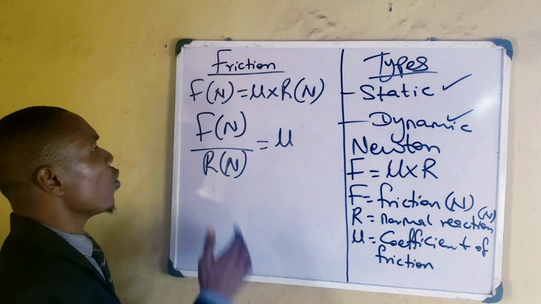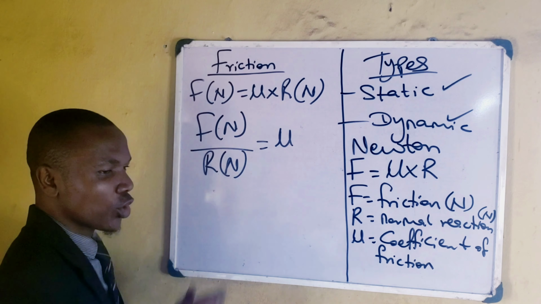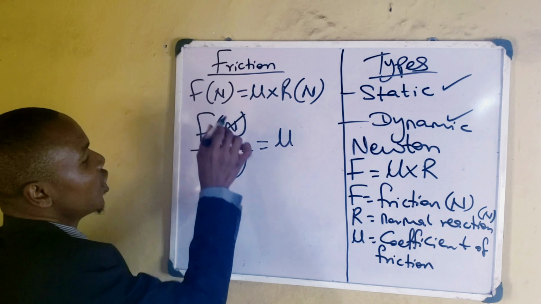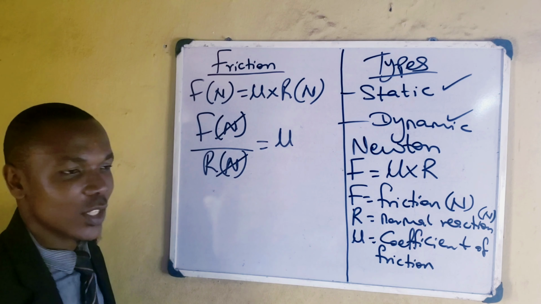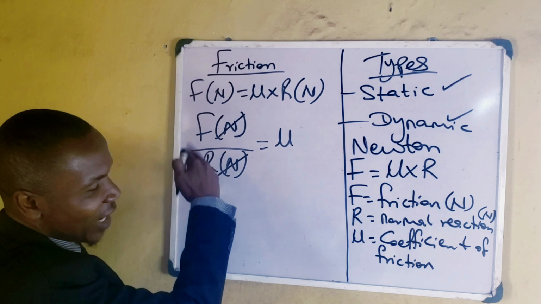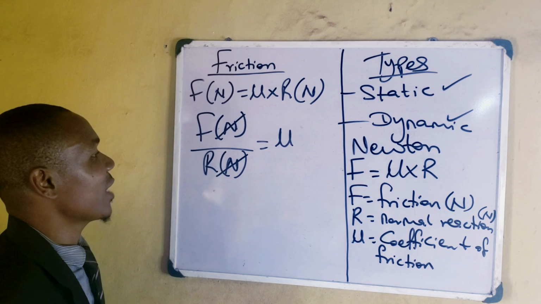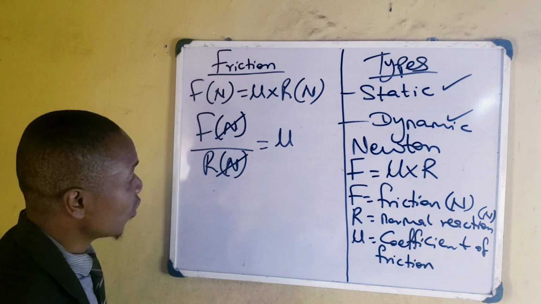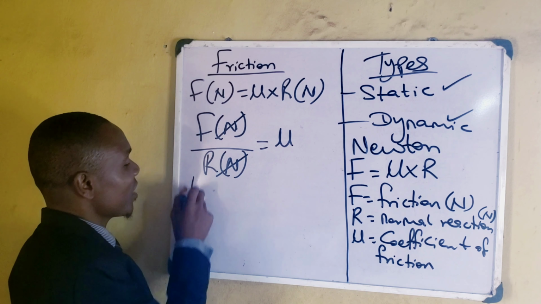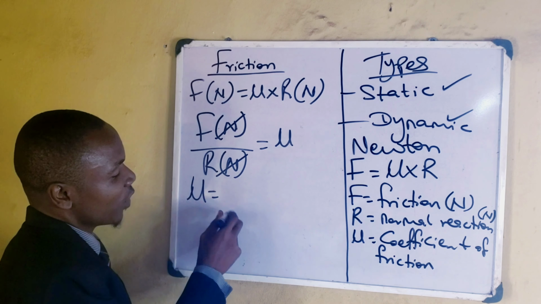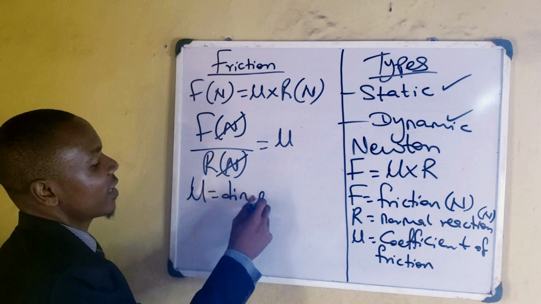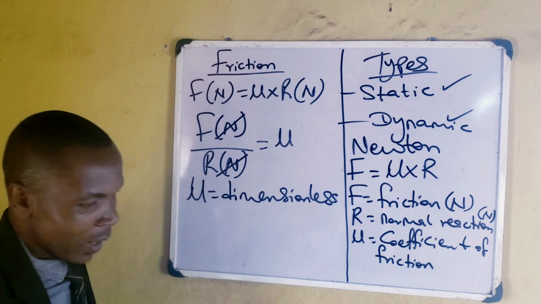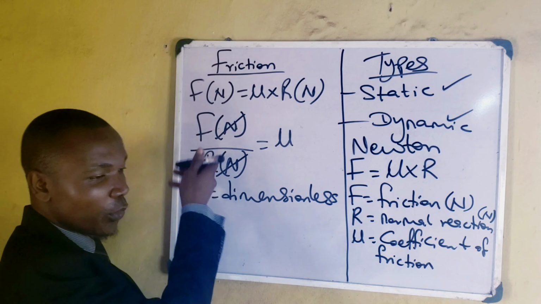Can you see it? So you are dividing friction by normal reaction. By division, you notice that Newton will divide Newton. So what you have now should be ordinary numbers. And that makes the coefficient of friction dimensionless. That's why we say that coefficient of friction is dimensionless, meaning that it does not have a unit. Why? Because it is the ratio of two forces.